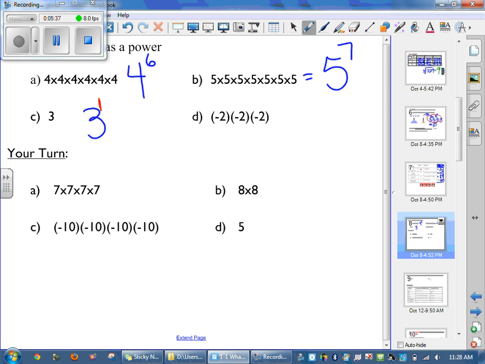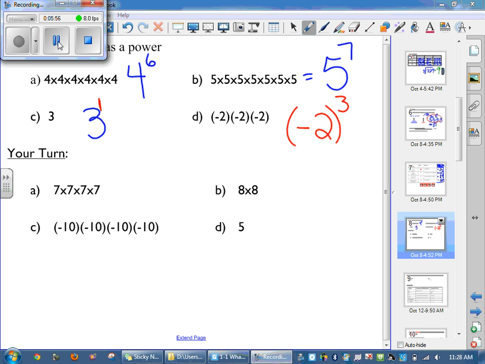Okay. -2 times -2 times -2. That's going to give me a -2 as my base. How many of them do I have? 3. 3, good. So I get -2 cubed. All right, you guys try those 4.